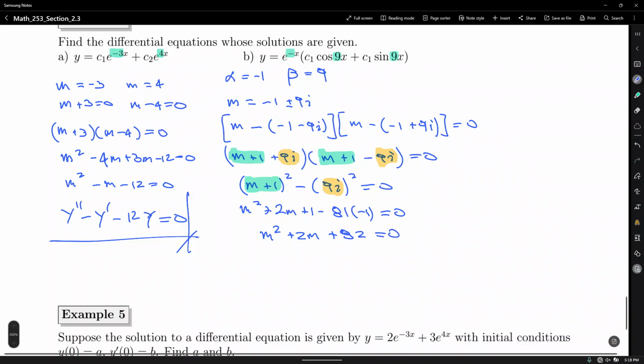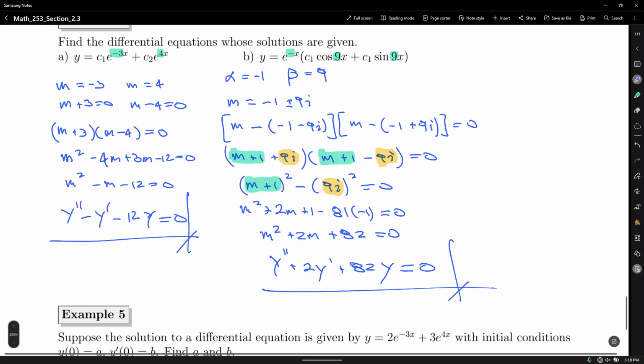Of course, we would use maybe the quadratic formula, right? To get back to this. Now we need to get the differential equation. y double prime plus 2y prime plus 82y equals 0. So that's the equation whose solution is given. All right?